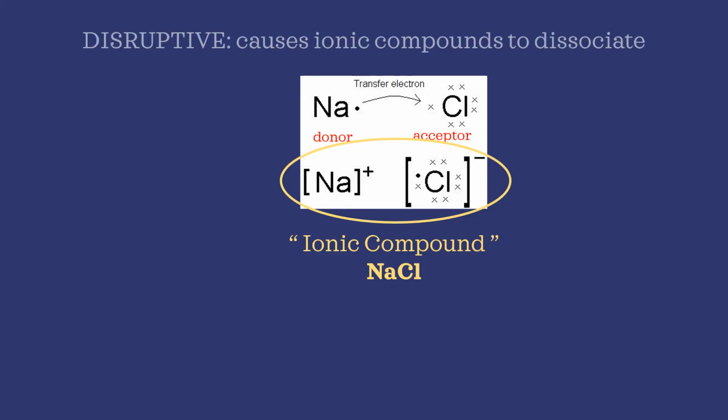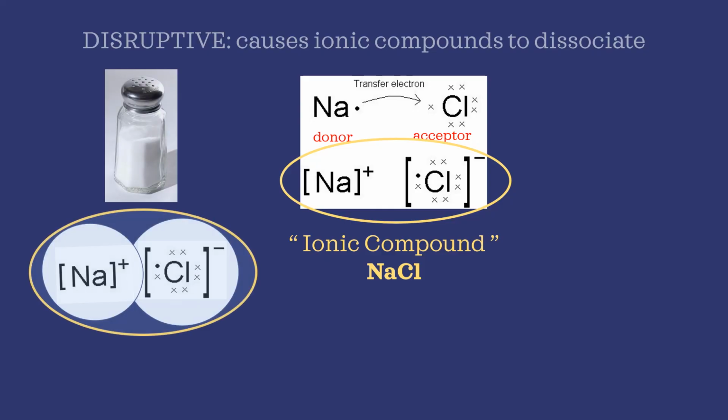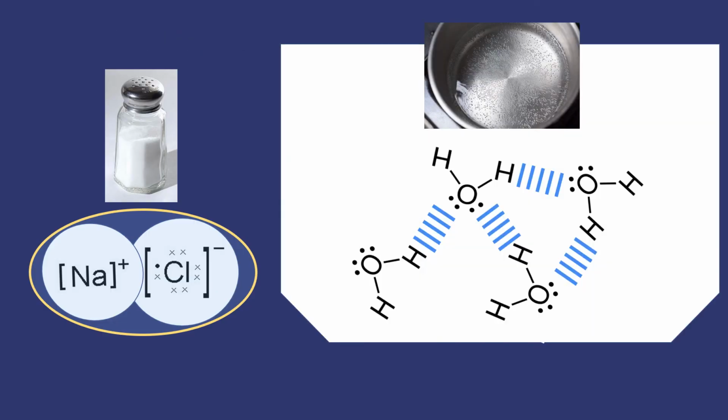Hydrogen bonds are also disruptive. They break ionic bonds, causing ionic compounds to dissociate, which means to separate into their component ions. Let's see how this works. Sodium chloride, or NaCl for short, is table salt. Surprise, fancy name, just tasty salt. Have you ever put salt in water?